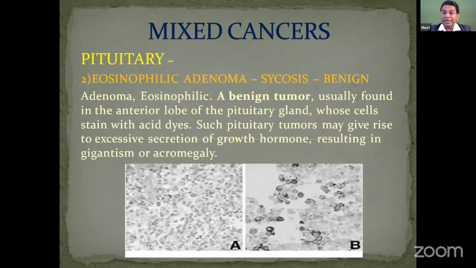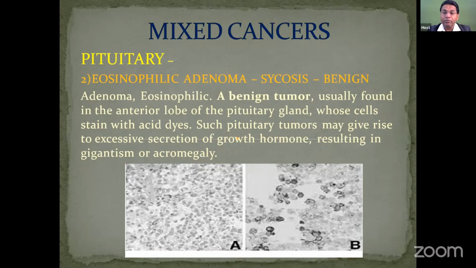And now the second type, that is eosinophilic adenoma. It is again benign. Eosinophilic adenoma is a benign tumor usually found in the anterior lobe of pituitary gland. Again, this tumor develops in the anterior lobe of the pituitary gland, whose cells stain with acid dyes. Such pituitary tumors may give rise to excessive secretion of growth hormone.